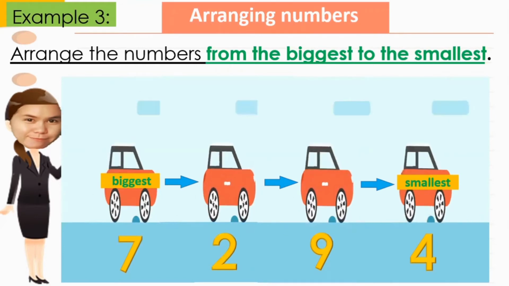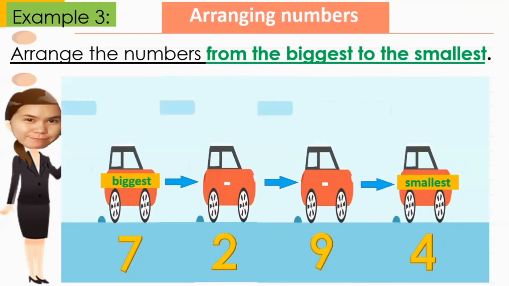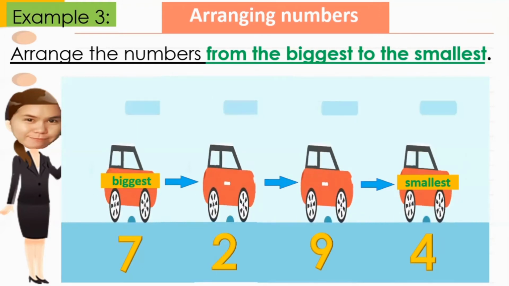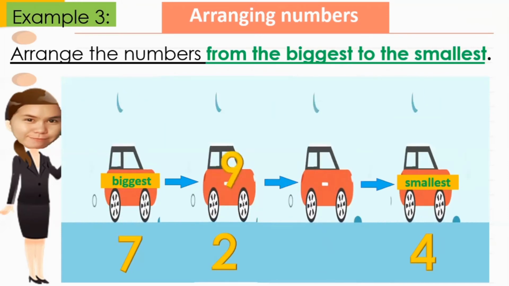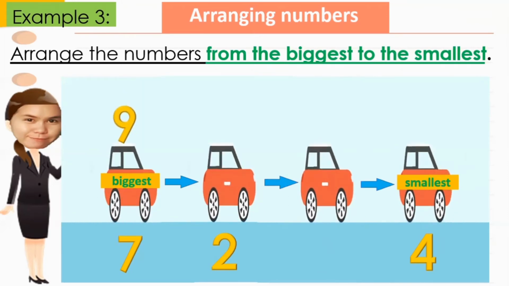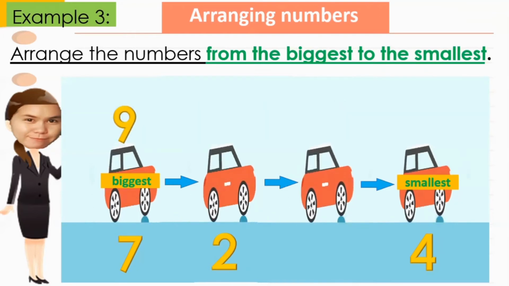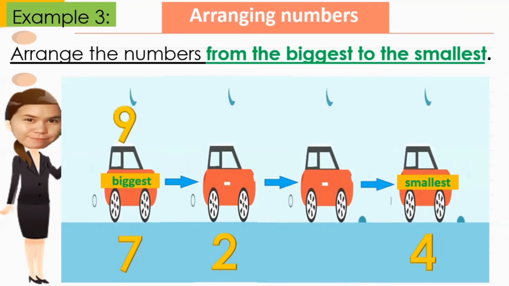As we all know, 9 is bigger than 7, right? Yes. 9 is bigger than 2. Yes. And 9 is bigger than 4. Yes. Therefore, 9 is the biggest number. Followed by, we have the three remaining numbers. As we all know, 7 is bigger than 2, right? And also 7 is bigger than 4. So therefore, 7 is the next number.